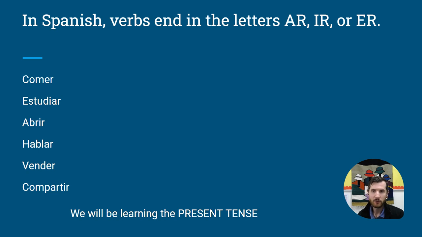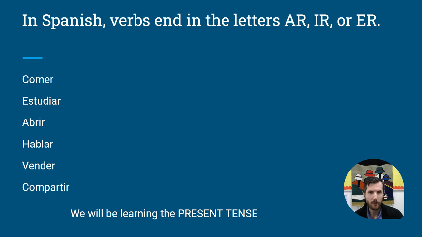And you'll notice in this list, this is a very simple list, there's three different types. There's ones that end in the letters AR, IR, or ER. And it's important to notice that because there's three types, and all three types have their three sets of rules. And we're going to be talking today about how to use them in the present tense.